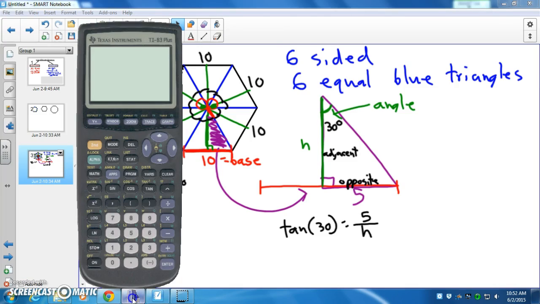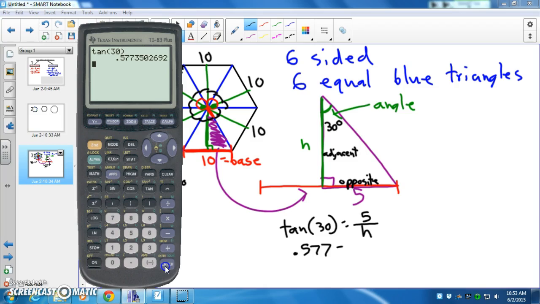So I'm going to pull up my calculator here, turn it on. There we go. Always make sure your mode is in degrees. And we're going to go back and type in tangent of 30, and we get 0.577. So I'm going to put that here. 0.577 equals 5 over h.